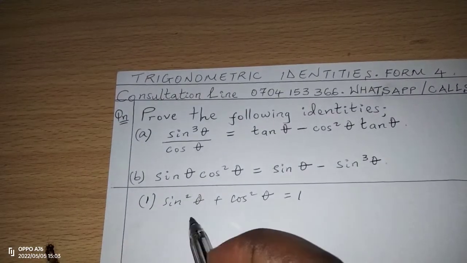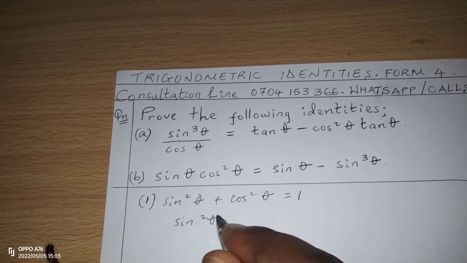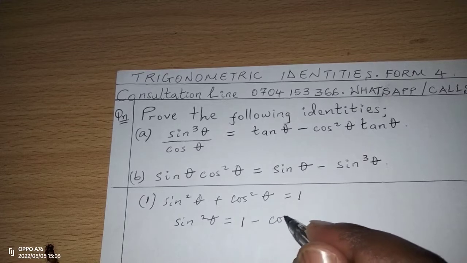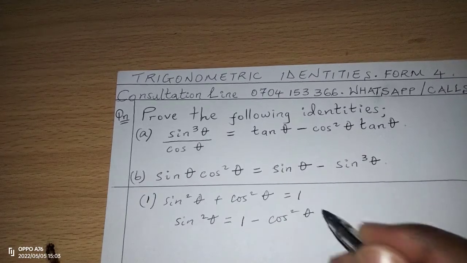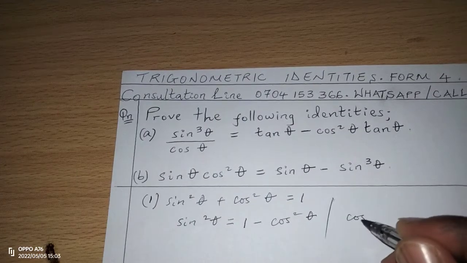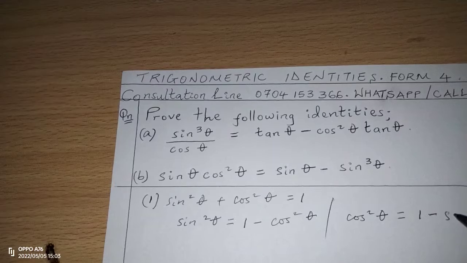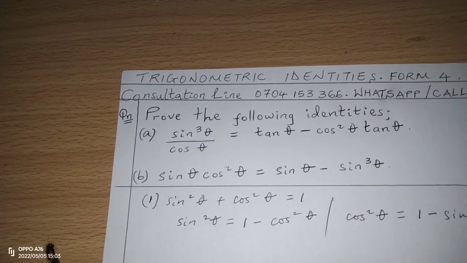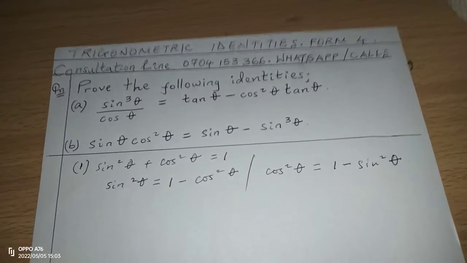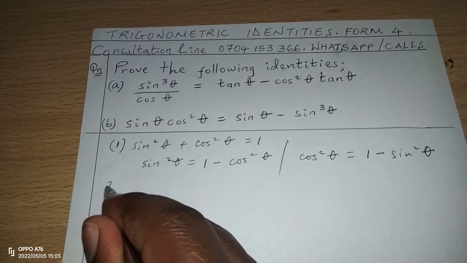So this can further be simplified to the sine squared of theta is equal to 1 minus the cosine squared of theta. That is just a re-expression of the same. Or the cosine squared of theta is equal to 1 minus the sine squared of theta. Therefore, that is the same trigonometric identity but re-expressed in its other form.